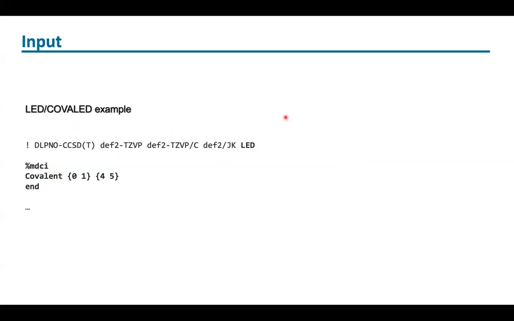The input for a COVALED calculation is straightforward. Essentially, in addition to the standard LED input, you only need to specify in the MDCI block which are the bonds that should be treated as covalent by listing the atoms involved. In this example, two bonds are defined as covalent, the bond between atoms 0 and 1, and the bond between atoms 4 and 5. So this is very black box, and we are very happy with this development.